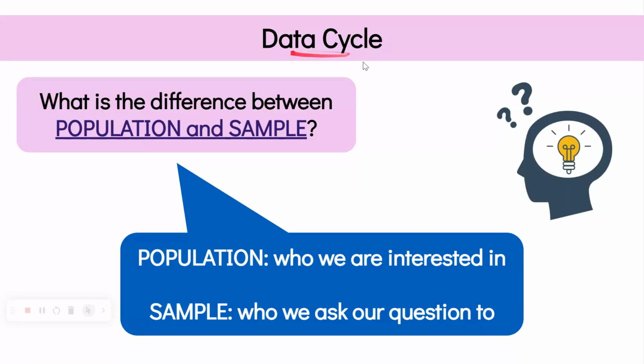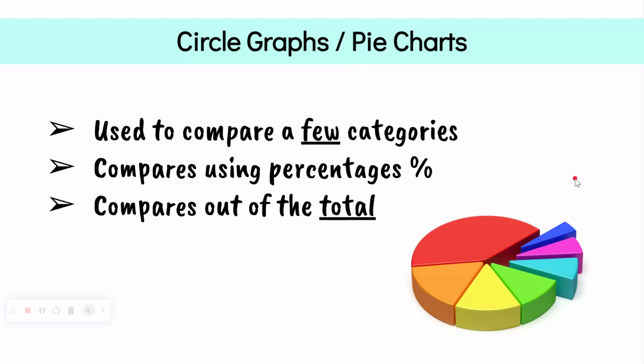All right, so that is the data cycle. Moving on now to circle graphs, pie charts. They're the same thing. It is used to compare a few categories, and it is convenient because it is easy to think about these percentages.